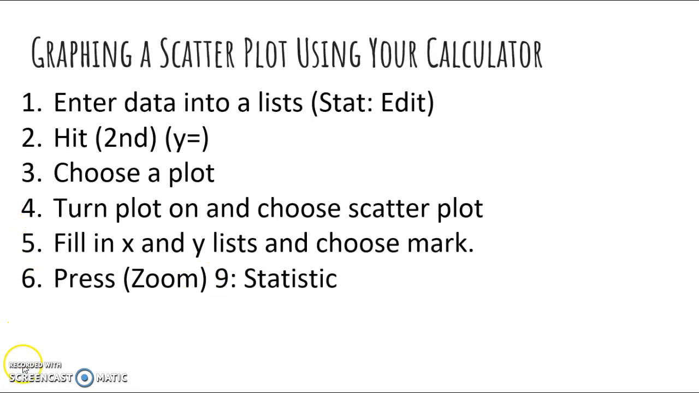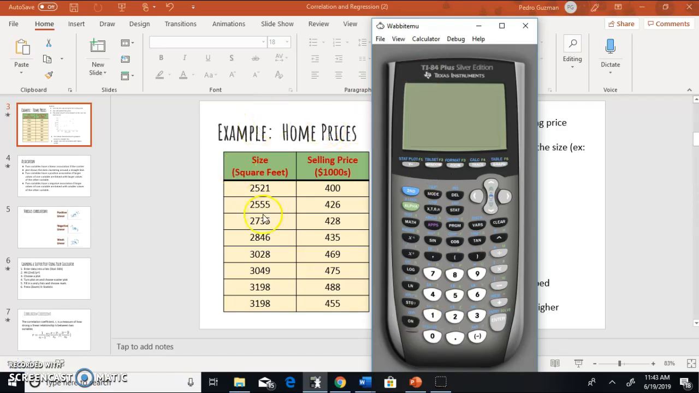So let me go back a few slides to the home prices, and let's show you how to do the scatter plot on the calculator. So if you go to stat and you hit enter, you'll see your lists. And in L1, I have entered the square footage in the order it was given, and in L2 I have entered the selling price in the order it was given. Okay, so that's what's in L1 and L2.